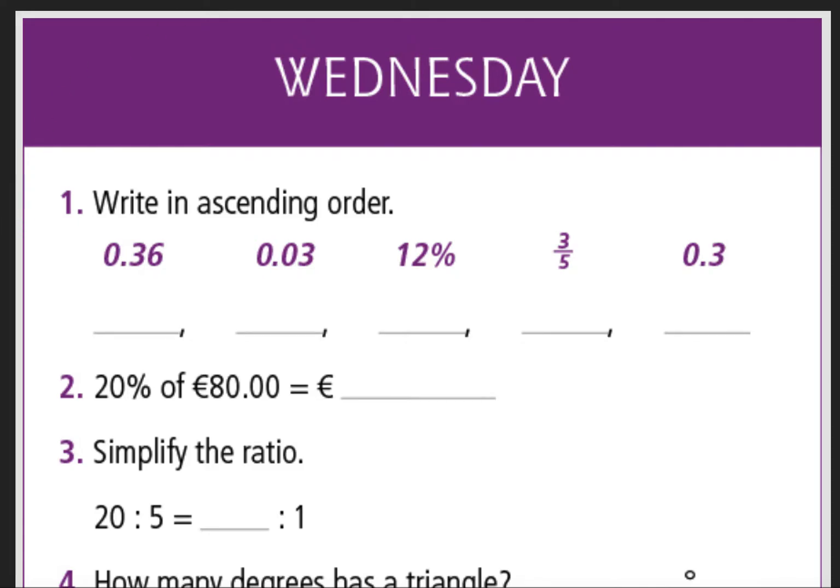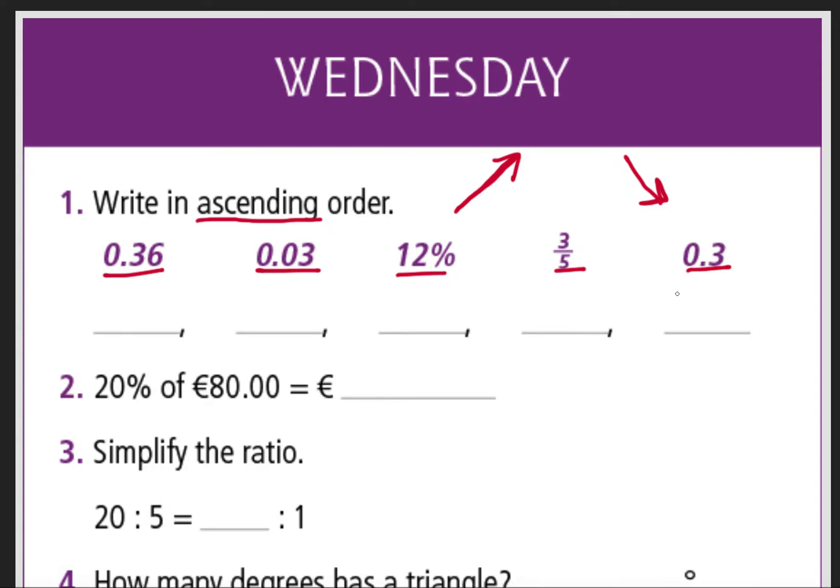So our first question here is asking us to write these numbers in ascending order. So that word there is important, ascending. Ascending means going up, okay? The opposite of that would be going down, and that would be descending order. But we're looking to arrange these going up, so we want to start with the smallest and go up to the biggest. Now, you notice that this is a decimal, this is a decimal, this is a percentage, this is a fraction, and this is a decimal.